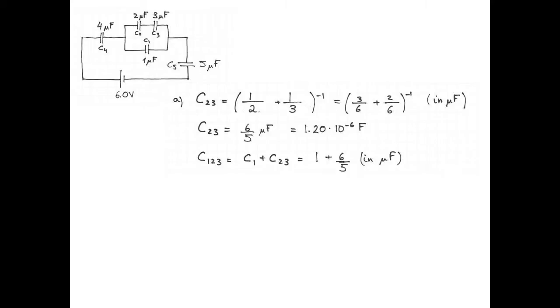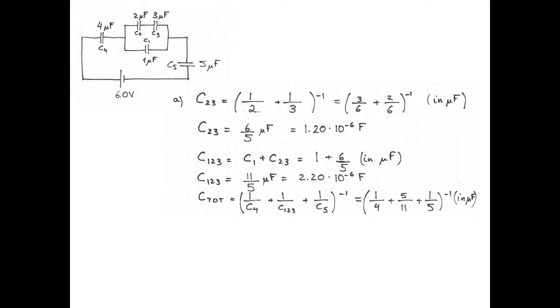Now the equivalent capacitance of capacitors 2 and 3 and capacitor 1 are in parallel with each other, and capacitors in parallel add like resistors in series. So 1 microfarad plus 6/5 of a microfarad is 11/5 microfarad or 2.2 microfarads.